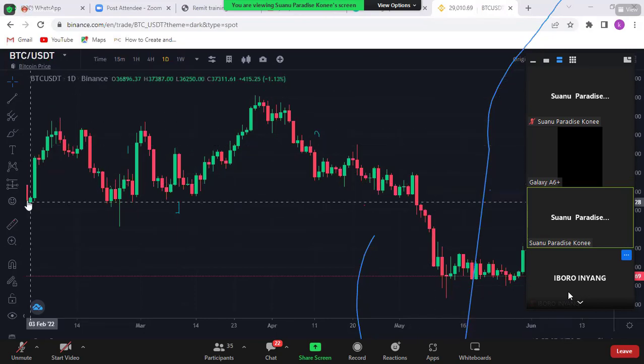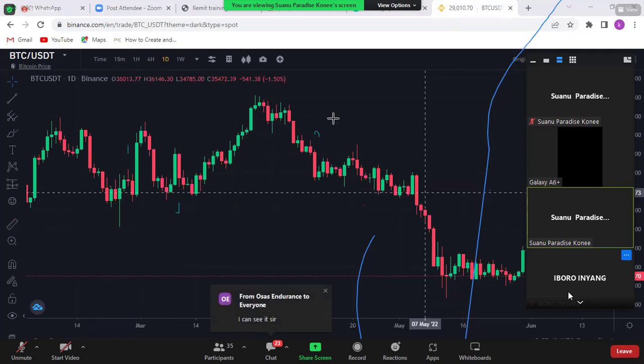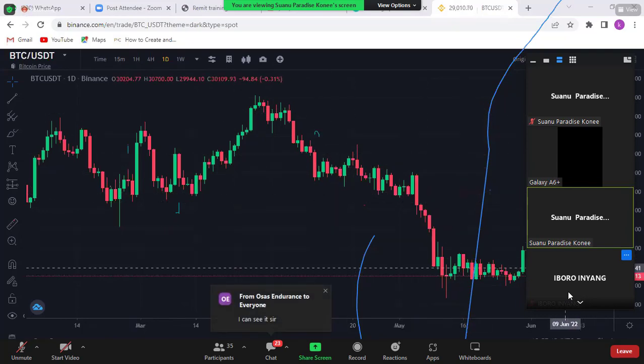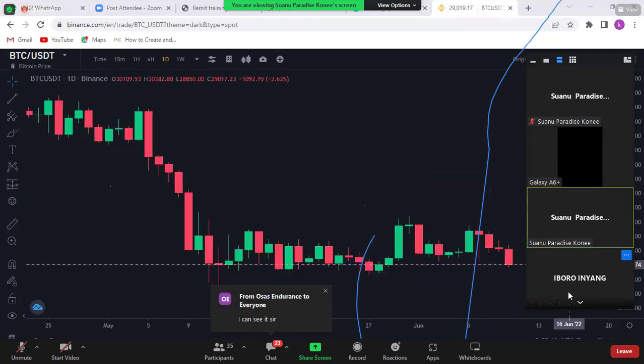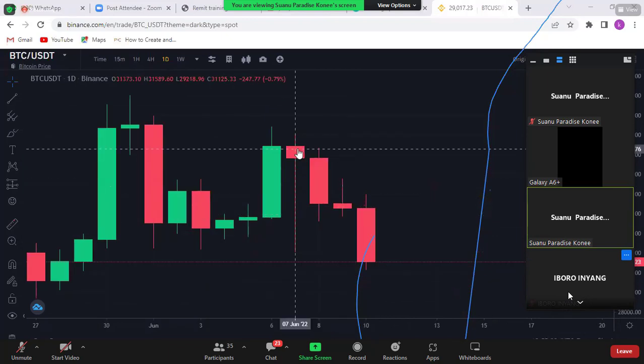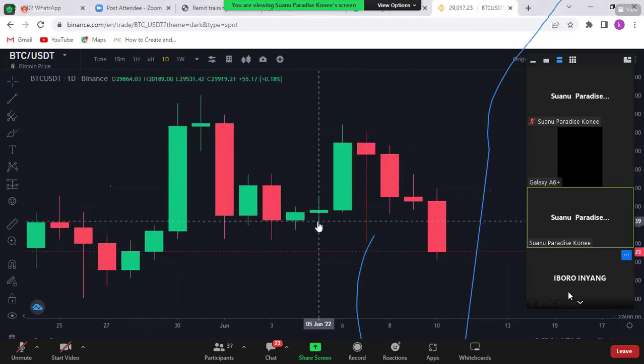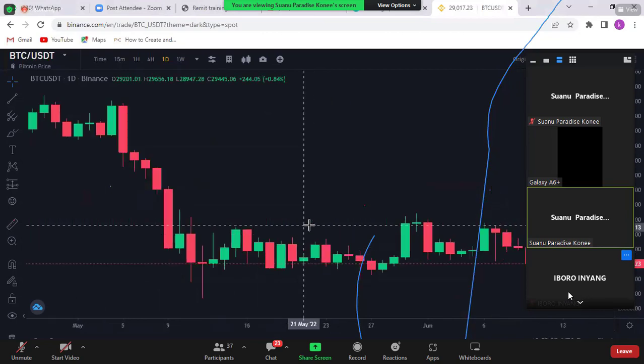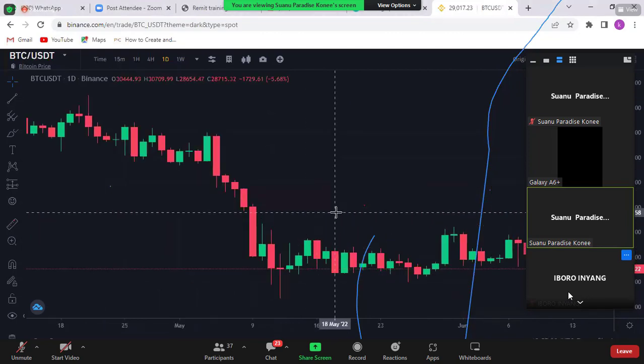This is a hammer right here. Now, when you come over here, this is a spinning candle. Right here, this is a hammer. Here, this is a spinning candle. You can see that these candlesticks have names, the same way I have a name and you have a name. And these are what will get you when you analyze the markets.